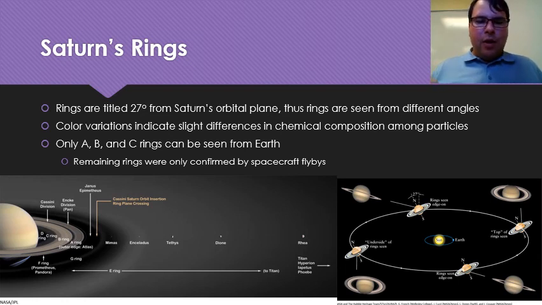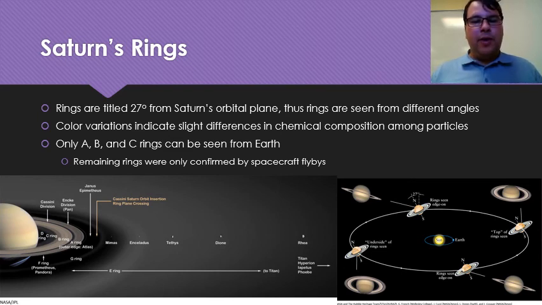From Earth, we can only identify the A, B, and C rings. But with a satellite flyby, we can identify the D ring, the E ring, and the G ring, as well as the F ring. So we can see a lot more rings on Saturn than what we previously thought. These rings are actually all separate because Saturn has a very unique feature. Saturn uses what we call shepherd moons, which keep all of the ring materials in their relative orbit around Saturn.